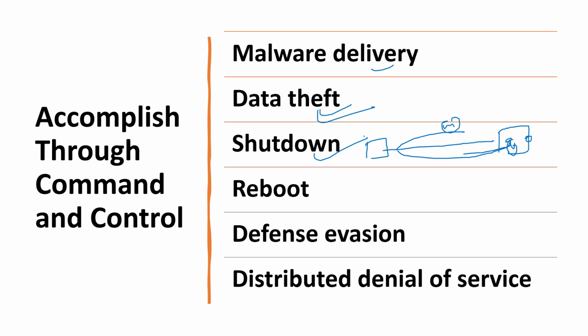Along with that, we also have a technique called shutdown. Remotely, I can shut down the machines also. I can even bring down the company network. I can also reboot the system. If the infected computer suddenly has repeated shutdowns and reboots, it can disrupt normal business operations.